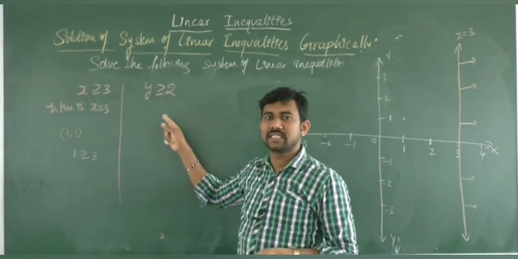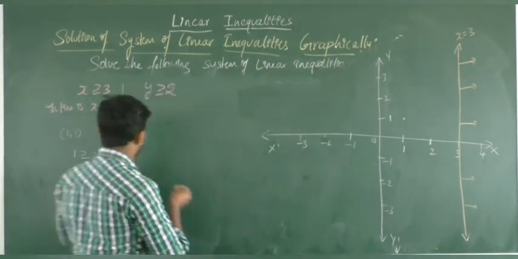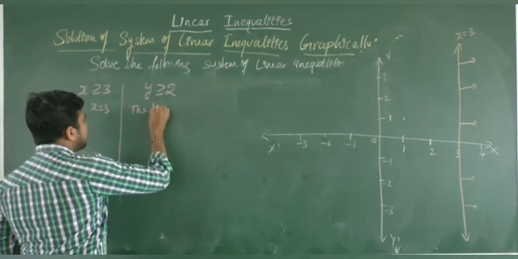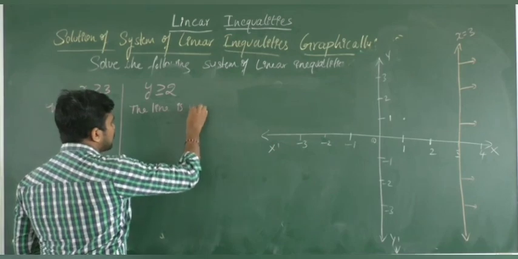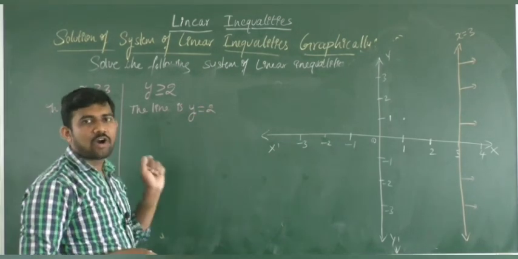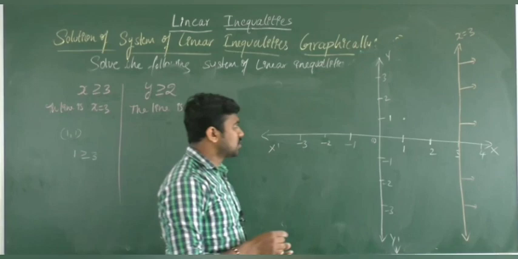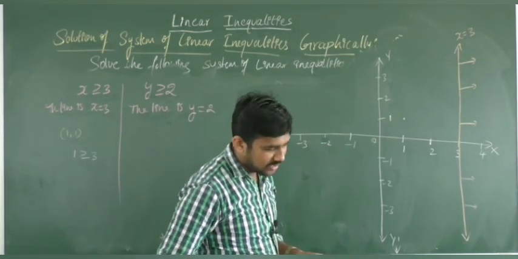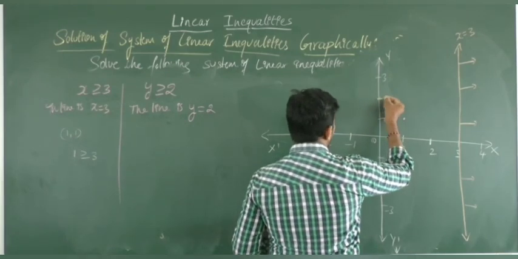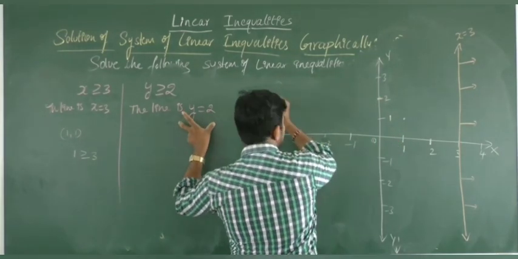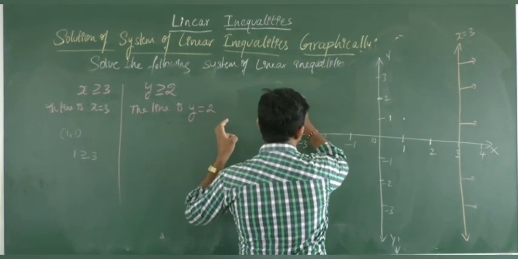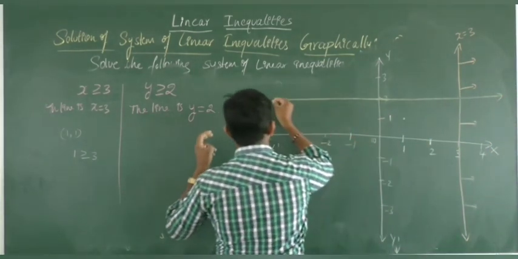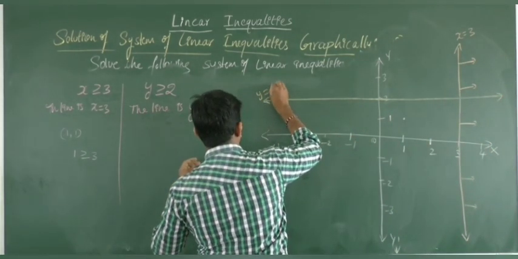So the solution region will be the upper half plane, because here what line will we get? The line is y is equal to 2. y is equal to 2 means it is a horizontal line, isn't it? So I'll draw that line here now. This is a point on the y-axis, it passes through the point 2 on the y-axis. So this line is y is equal to 2.